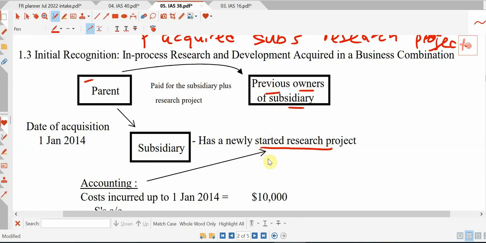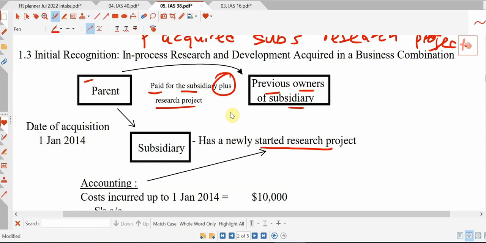Can I preview this research project? If not, I don't believe it. So the old owner agreed that we can go into the subsidiary company to take a look at this research project. After looking at the research project, we found out that this thing is really good. So we are willing to pay for the subsidiary plus the research project, pay extra. So this is a story. Parent acquired subsidiary research project.